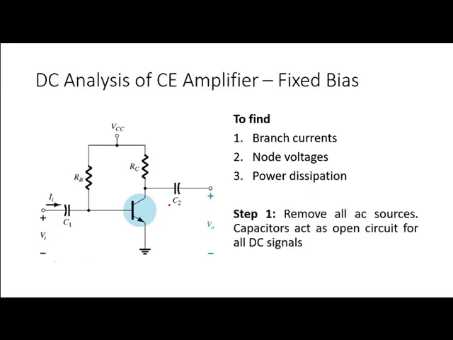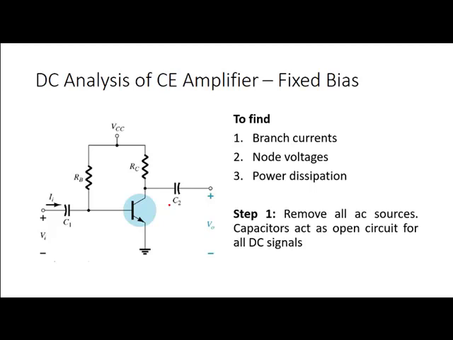The first step is to remove all the AC signal sources. There are two AC signal sources, Vi and V0. We are performing DC analysis and we do not want to include the effect of these AC signals on different branch currents and node voltages. So let us remove all the AC signal sources first.